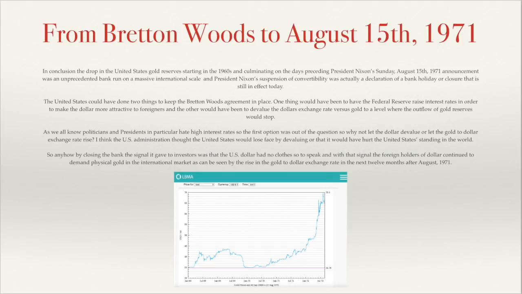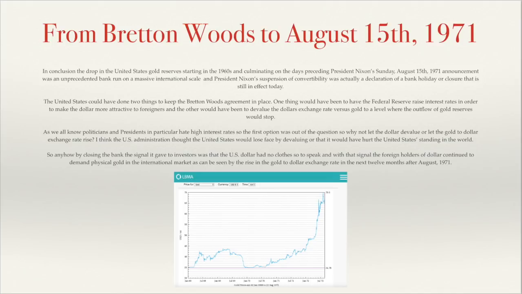The United States could have done two things to keep the Bretton Woods Agreement in place. One thing would have been to have the Federal Reserve raise interest rates in order to make the dollar more attractive to foreigners, so they would exchange their gold for dollars. And the other would have been to devalue the dollar's exchange rate versus gold to a level where the outflow of gold reserves would stop.